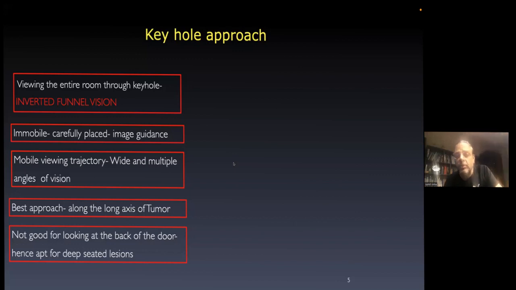There are certain other principles of a keyhole approach. For example, it has to be absolutely precisely placed. It has to be placed with the help of an image guidance system, which is mandatory equipment required in fashioning and designing these craniotomies. It is a mobile viewing trajectory, and you can look through the keyhole with wide angles of vision. The armamentarium is massive. You can take the angled endoscope inside.